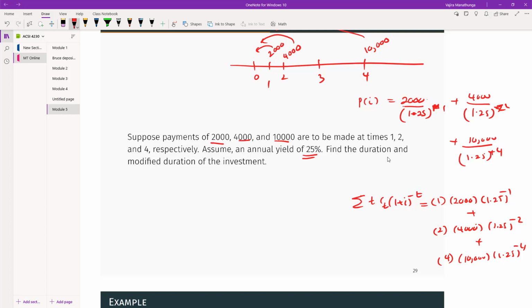It's 4,000 divided by 1.25 squared plus 10,000. So this would give you the price as 8,256. Then the other one. So one time, you can see calculation becomes a little bit tedious.